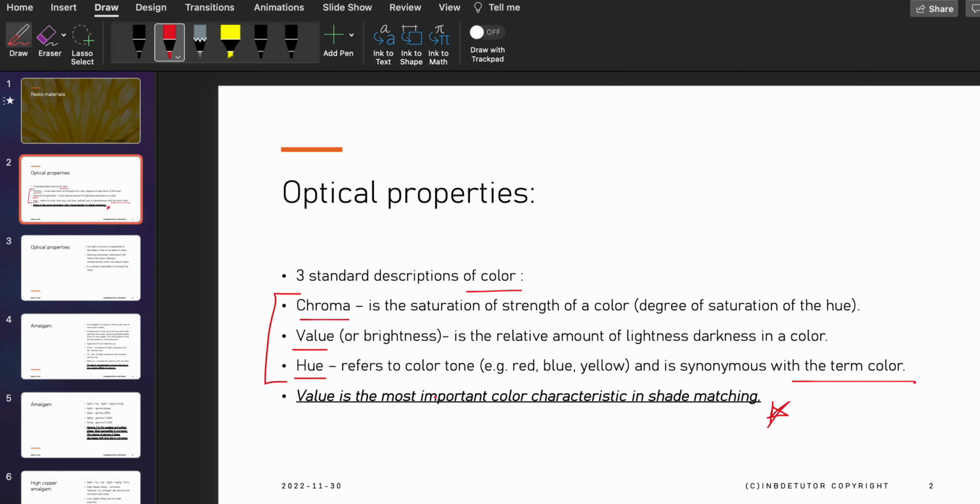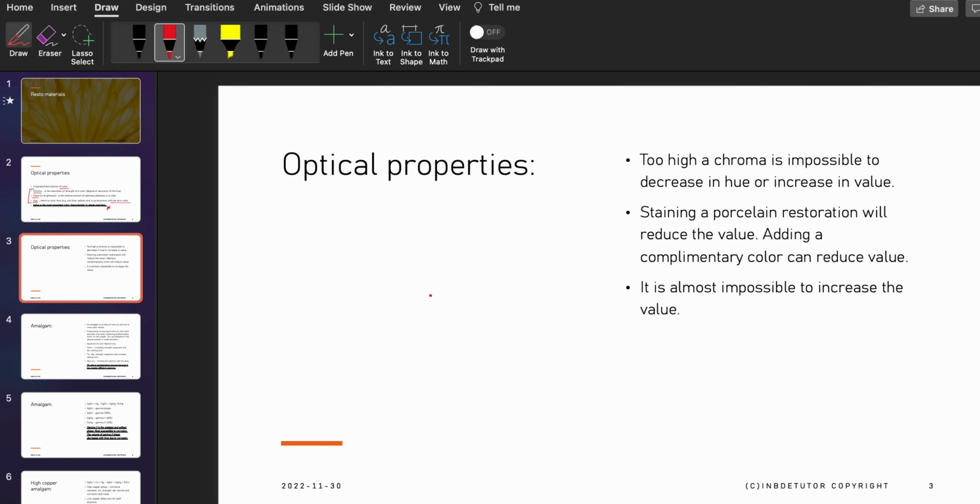The higher the value means the brighter the color is, the lighter the color is, and lower the value means the darker the color is. So going ahead, too high a chroma is impossible to decrease in hue or increase in value. Means if the chroma is too high, you cannot decrease that color, right? Because it is already at a saturation. Or even you cannot increase in value. Increase in value means like it is brighter, you cannot make it lighter in color, right?